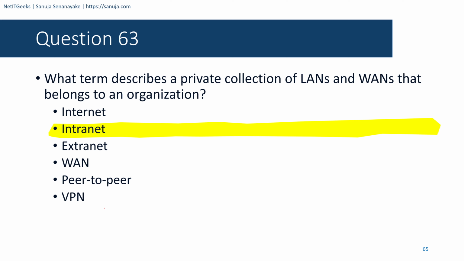VPN is also a private collection of local area networks and wide area networks belonging to an organization. However, VPN is a virtual private network that allows interoperability and connectivity among your private collection of LANs and WANs across a large area across the internet. So don't get confused between the intranet and VPN. The answer to this question is intranet.